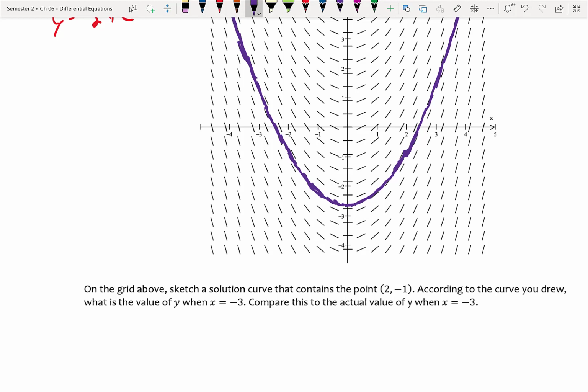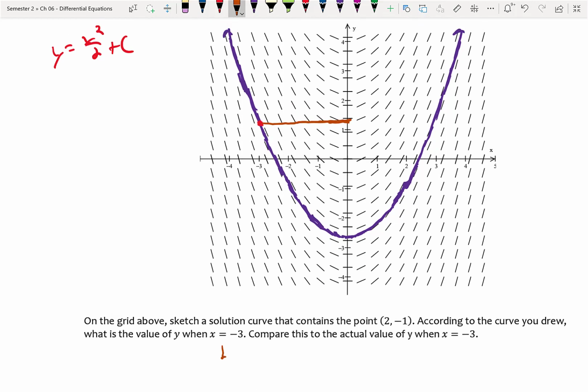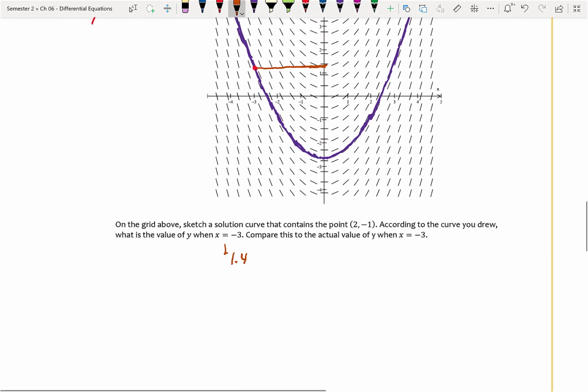Now, here's the fun part. On the curve you drew, and this is different for me every year, what is the value of y when x is -3? So you're going to go to your curve and try to plot where x is -3 and figure out what is the y value. So I'm going to put a y value of about 1.4. That's where I ended up this year. That's fine. Let's see who is better.